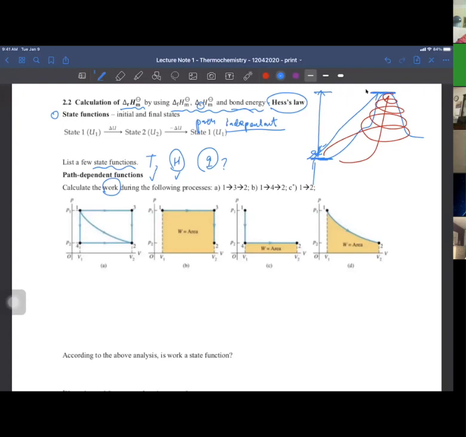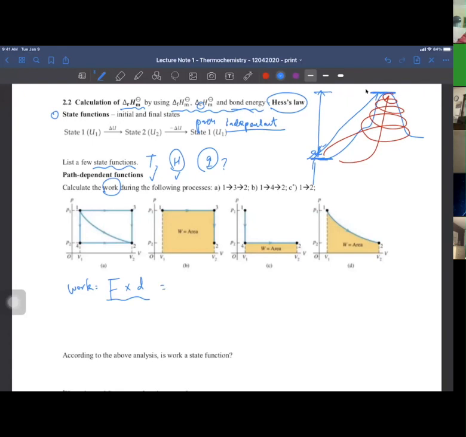So the work is defined as the force times the distance traveled. This is how we define work. Here, I will not show you the full derivation of how the work is expressed. I just want to give you a sense.